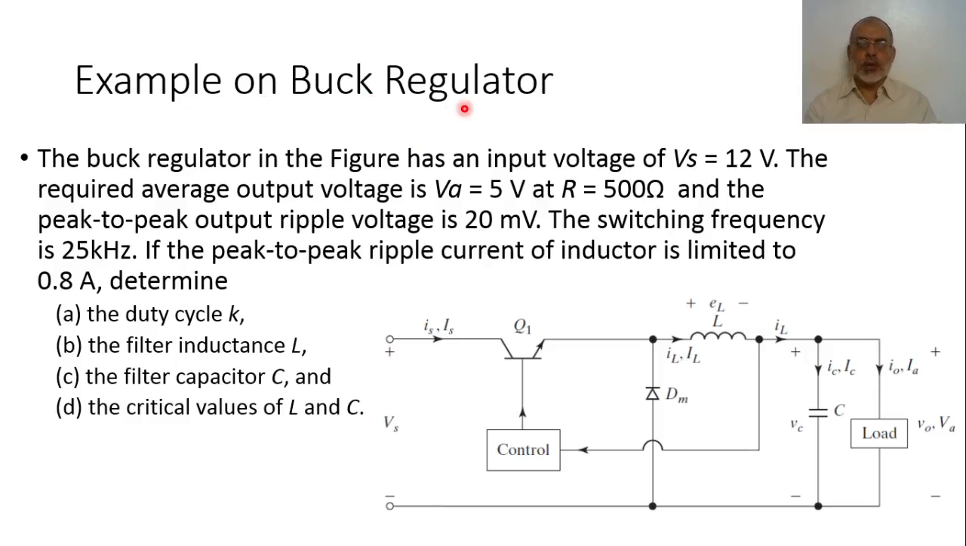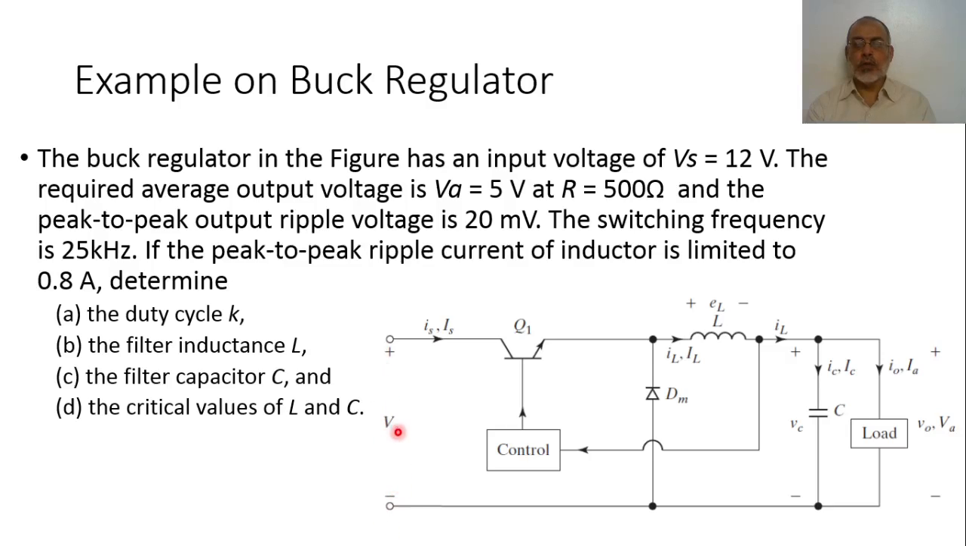Example on buck regulator. In the previous two videos, we have presented a detailed study of a buck regulator. Now we are going to present a numerical example about the buck regulator. The buck regulator in the figure has an input voltage Vs equals 12 volts.